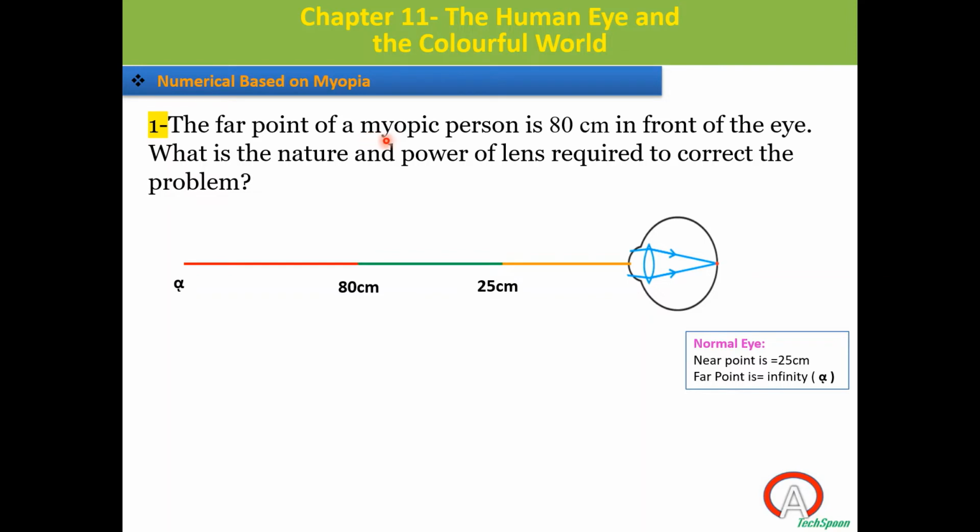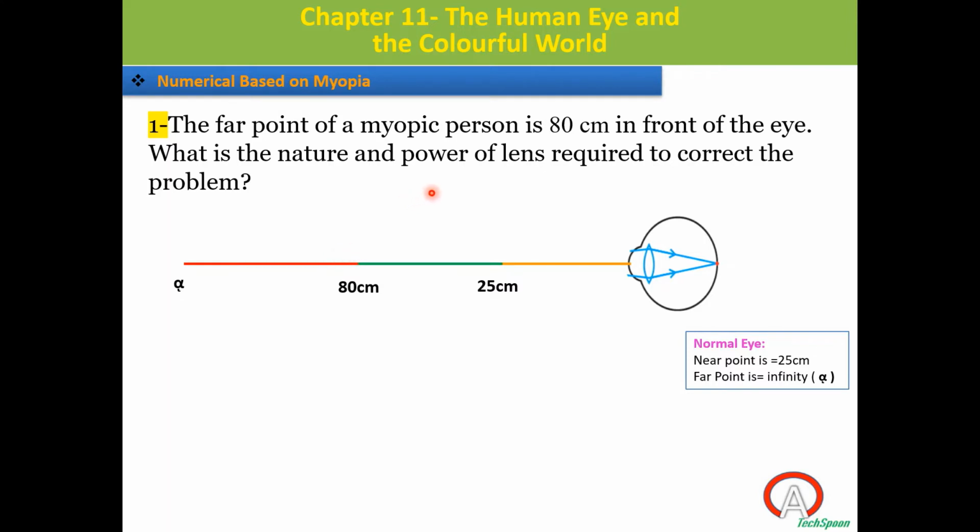Sometimes in a question this will not be given directly. How will you understand? If it says that this person is not able to see anything after a particular distance, for example after 80 centimeter or after 1 meter, then he cannot see long distance objects, he can see only nearby objects. That means myopia. That is the way you have to understand.